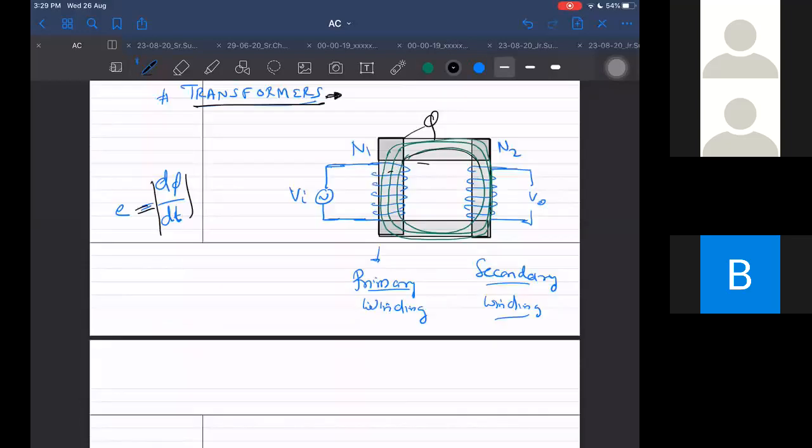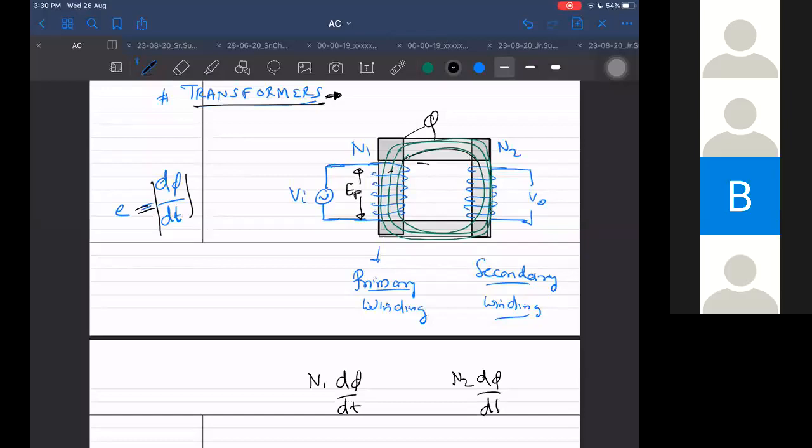And when that happens, what will be the EMF in the primary side? The EMF in the primary side will be equal to N1 into d phi by dt. And what will be the EMF in the secondary side? N2 into d phi by dt. Let us call the EMF in the primary side E primary, and this is E secondary. E primary or E1, simply, and E secondary.